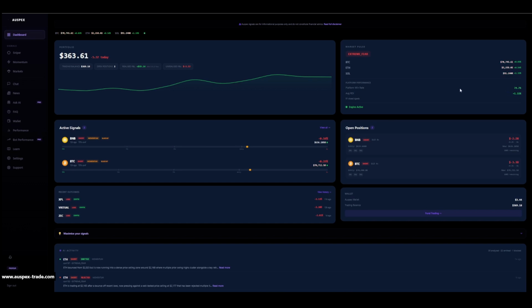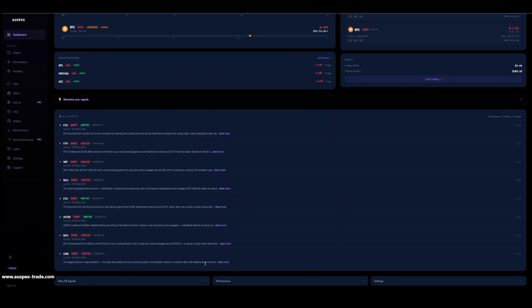Below, you'll find active signals showing current trading opportunities, open positions tracking your live trades, and recent outcomes displaying your trade history. The AI activity feed at the bottom shows real-time analysis from the Auspex AI engine with detailed reasoning for each signal. Now let's look at the two types of trading signals.